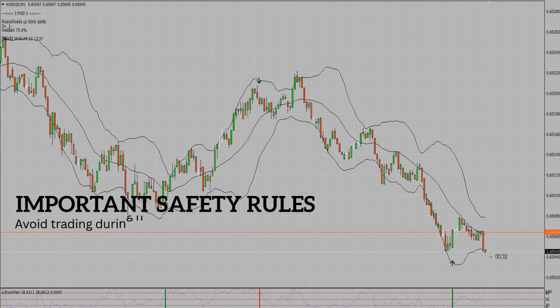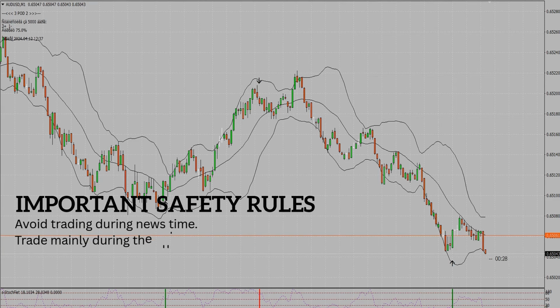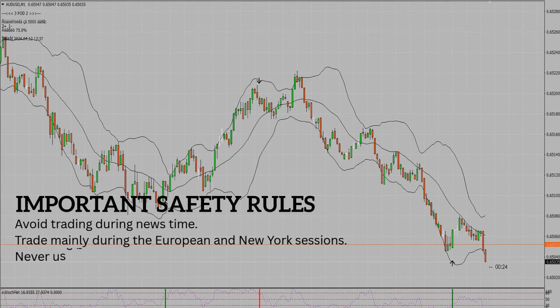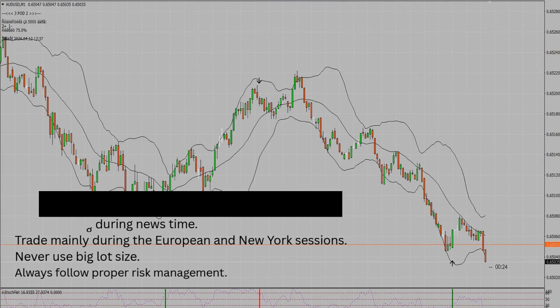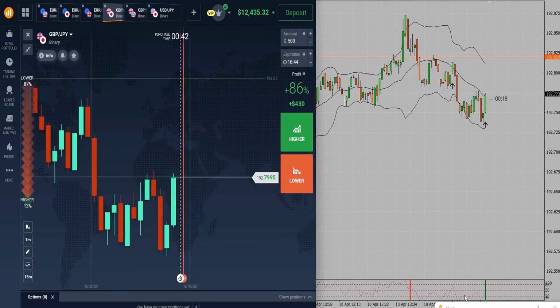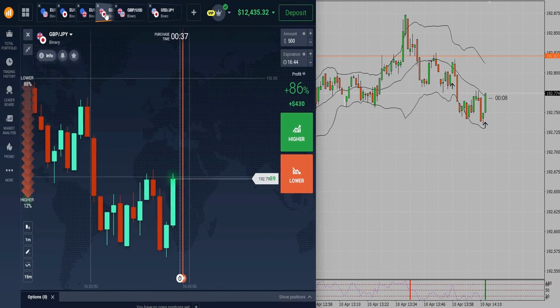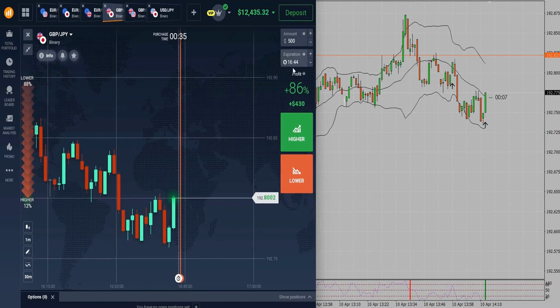Important safety rules. Avoid trading during news time. Trade mainly during the European and New York sessions. Never use big lot size. Always follow proper risk management. In the next part of this video, I'll show you live trading examples on the chart, so you can clearly see how to use this strategy in real market conditions.